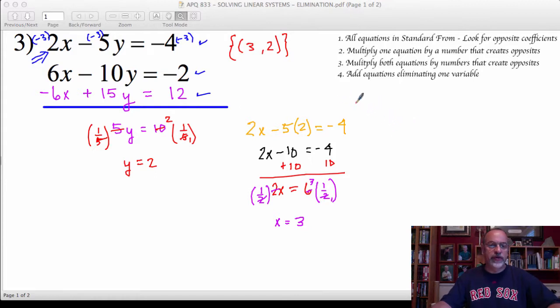Again, we're just creating opposites, and we're creating opposites by multiplying one equation by a number that creates opposites, because there weren't opposites to begin with in my system.